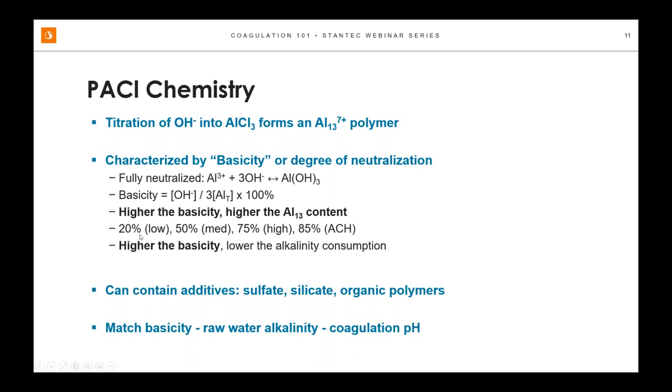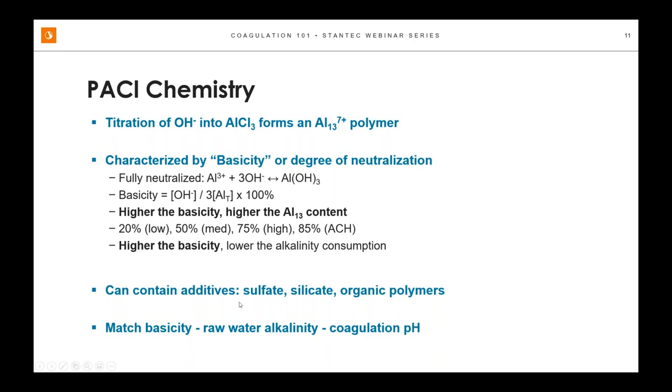So commercially, we get 20%, generally kind of low, 40 to 50% is considered medium, 75 plus or minus is considered a high basicity product. And then for reasons unknown to me, very high basicity PaCl, stuff that's around 85%, is called aluminum chlorohydrate. And no one has yet given me a good explanation for this. And if anyone knows why, other than marketing obfuscation, I've yet to know. So please let me know.